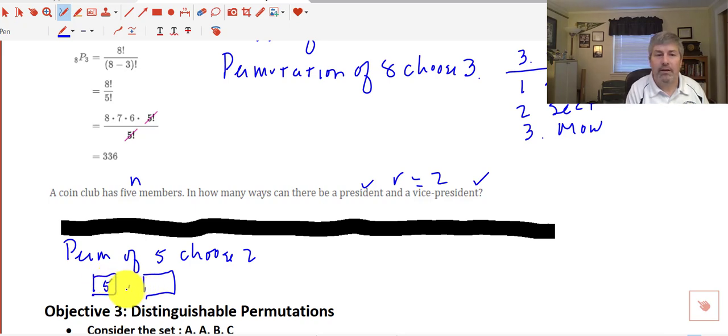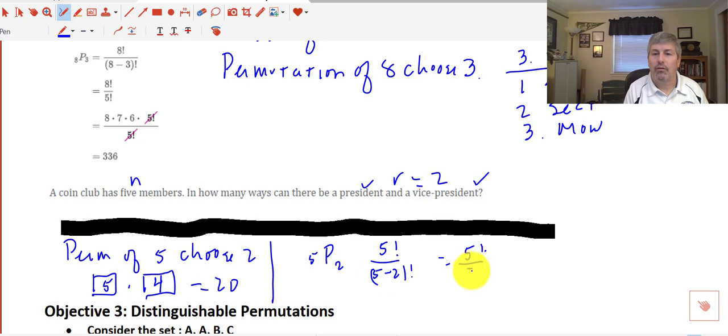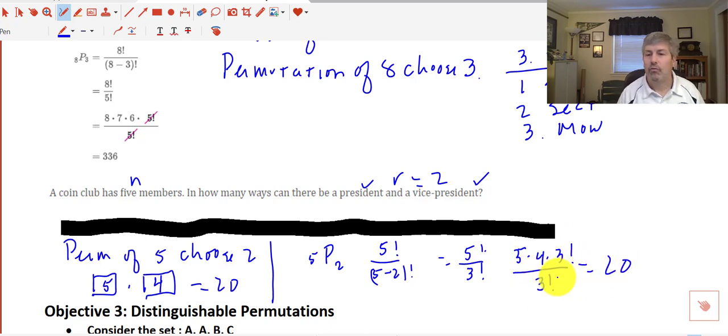Now there's no replacement. If you're going to be president, you can't also be vice president. So now there's only 4 choices left to be vice president, which is just 5 times 4, is 20. We could look at it using our formula, the permutation of 5 choose 2, which is 5 factorial divided by (5 minus 2) factorial, 5 factorial over 3 factorial. So we get 5 times 4 times 3 factorial all over 3 factorial, and once again we get 20 different ways.